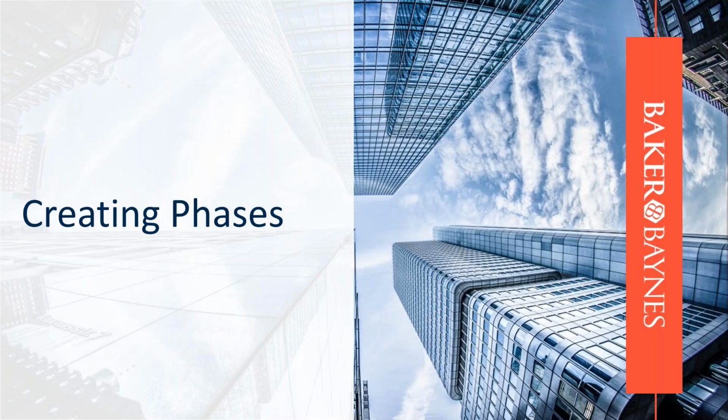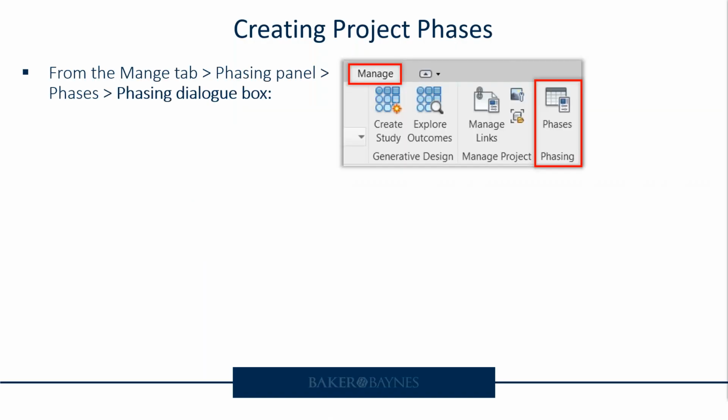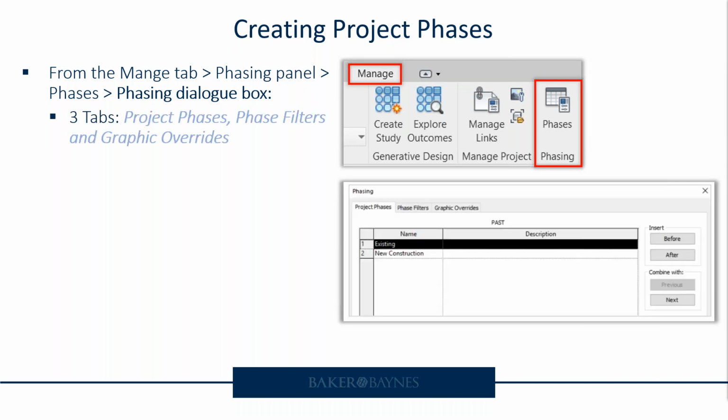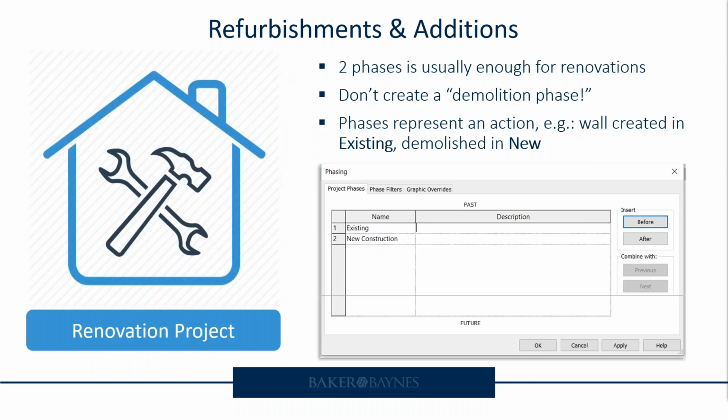Now, if we look at creating phases, just what the workflow looks like, you will go to your Manage tab, to the phasing panel. You will click on that phases icon, and this will open up your phasing dialog box. At the top of this box, you will see three tabs, which is project phases, phase filters, and also graphic overrides. Then, as I've mentioned, if you use a standard or a default Revit template, you will typically have your two phases automatically created.